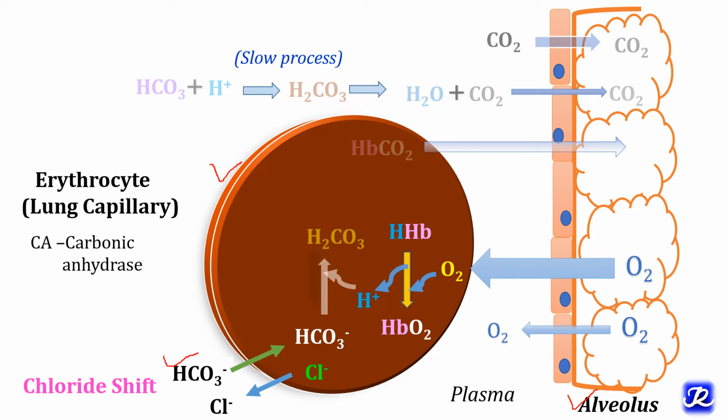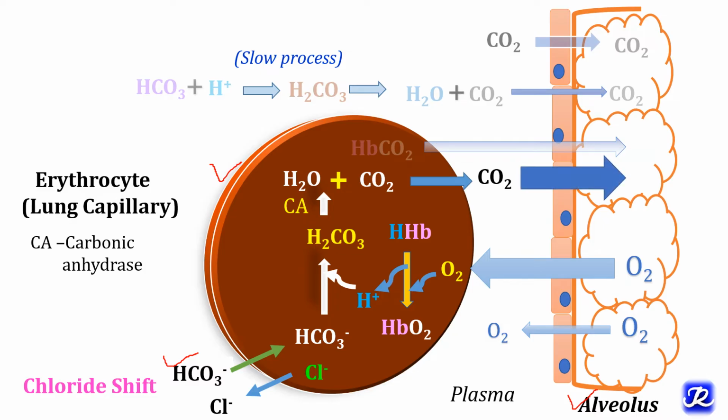So this H ion combines with bicarbonate ions to form carbonic acid, and by the action of enzyme carbonic anhydrase, it is converted into water and carbon dioxide, and then carbon dioxide enters the plasma, and it enters the alveolus, and through that it will be exhaled from the lungs. So this is the isohydric transport of carbon dioxide from peripheral tissues to the lungs in the form of bicarbonate, and it occurs with the help of hemoglobin. Hemoglobin acts as a buffer here, and it prevents the change in pH.